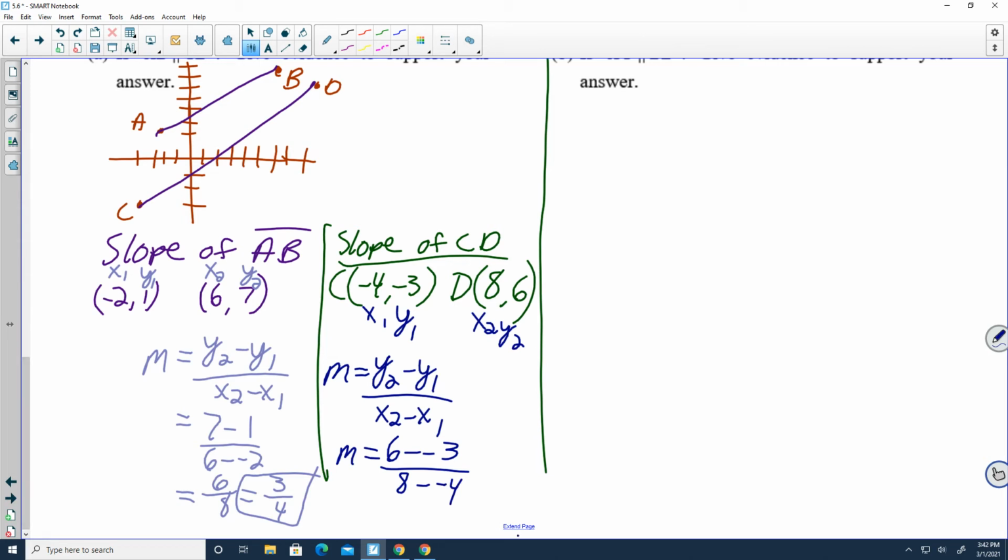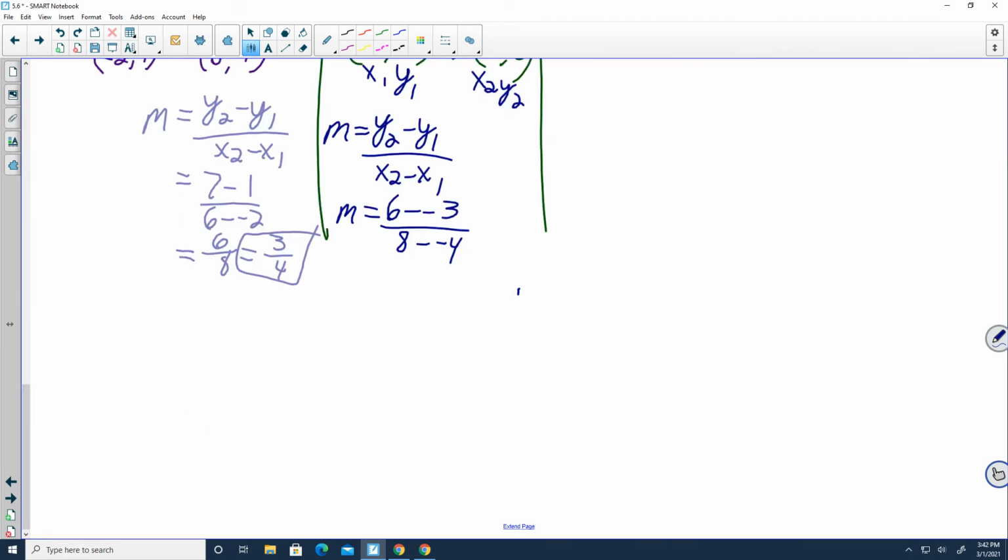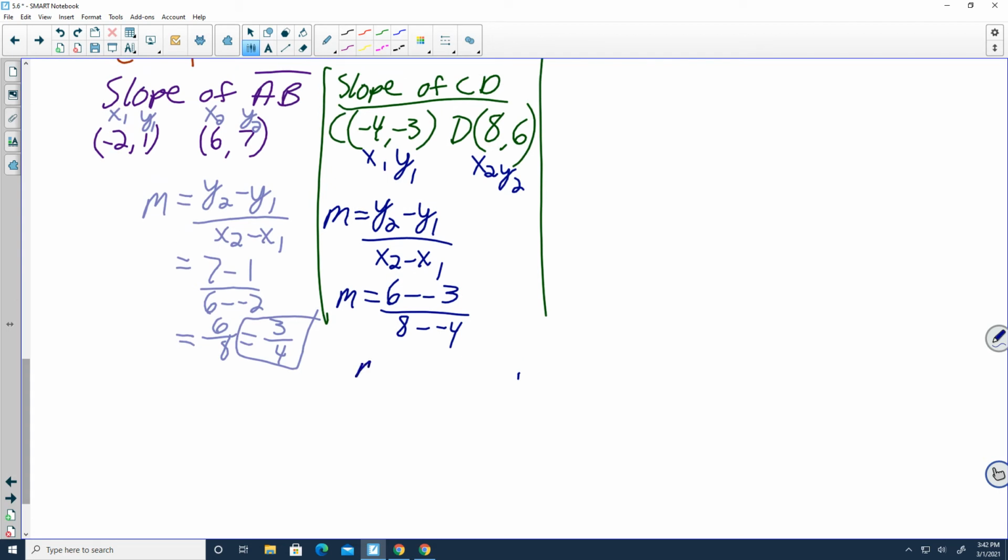Right? 6 minus -3 gives me positive 9. 8 minus -4 gives us 12, so we have 9 over 12. Now guess what? 9 over 12 is also going to simplify to 3 over 4.